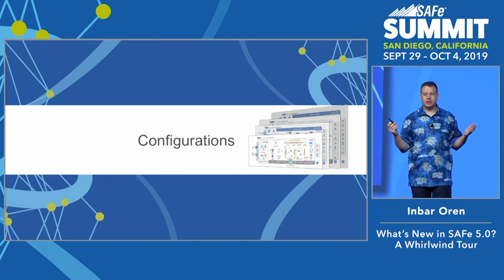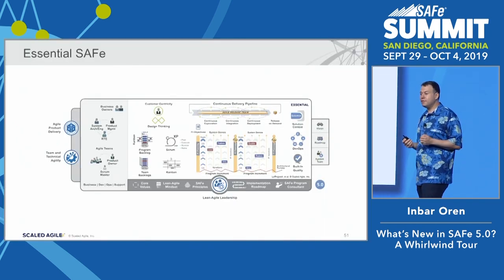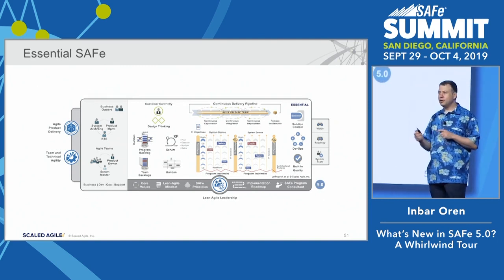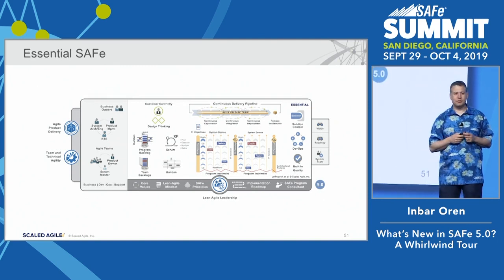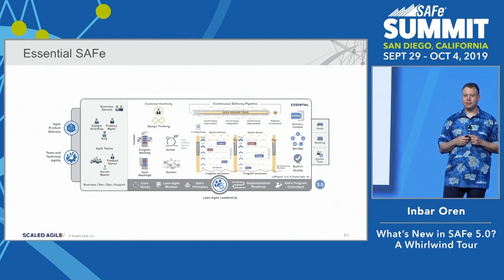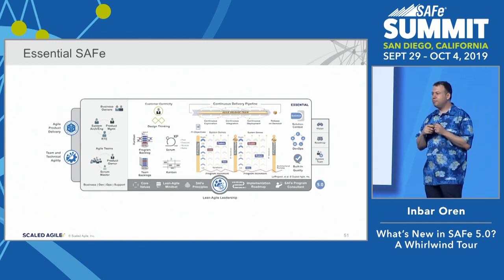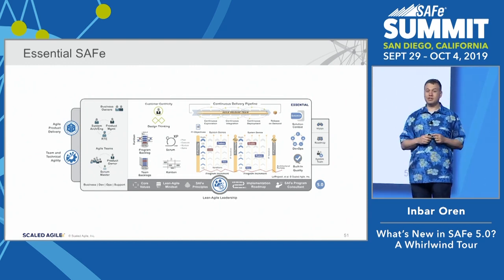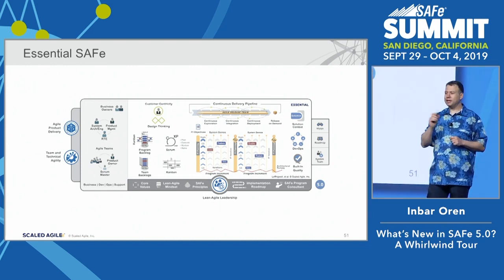We still have our configurations. Essential SAFE, providing the basics. But if you look at Essential SAFE here and you just looked at Full SAFE, what is missing? Business agility. You can't achieve business agility with just Essential SAFE. It's a great starting point, but it won't get you to business agility.